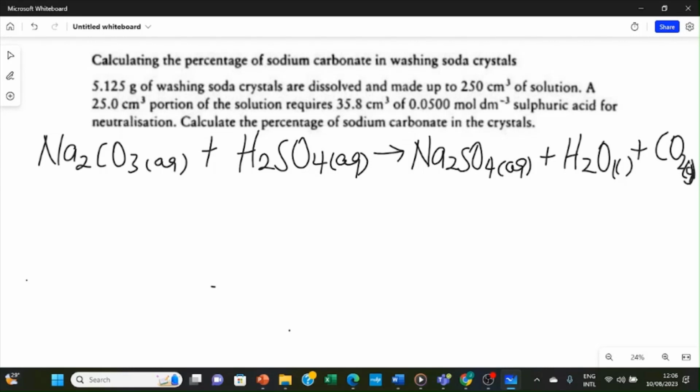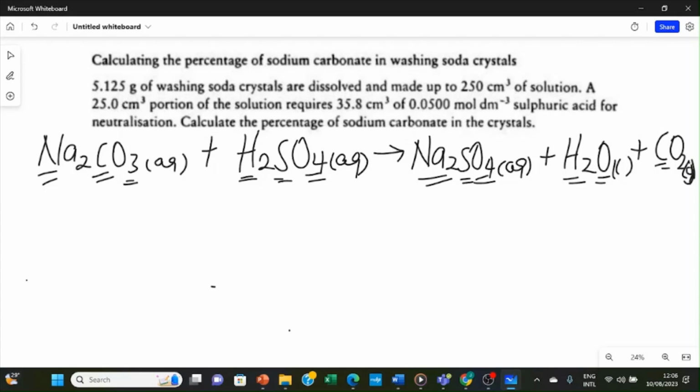Then we check if the equation is balanced. On the reactant, sodium is 2, on the product, sodium is 2. Carbon is 1 on both sides. On the reactant, oxygen is 3 plus 4, which is 7. On the product, oxygen is 4 plus 1, 5, plus 2, 7. Oxygen is balanced. Hydrogen is 2 on both sides. Sulfur is 1 on both sides. So the equation is balanced.